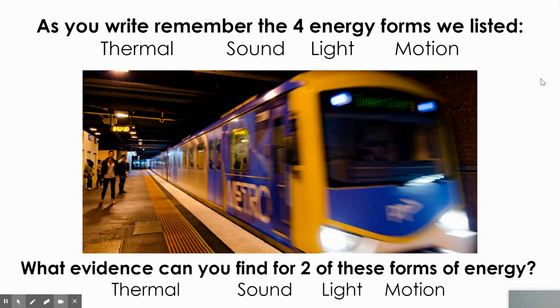As you write, remember the 4 forms of energy: thermal, sound, light, and motion. So look at the picture carefully to see what could show thermal energy, sound energy, light energy, or motion energy. What evidence can you find for 2 of these? This is your chance to apply what you've learned from the past week to show me that you understand what the 4 energy forms are, and evidence that can support that you know this.